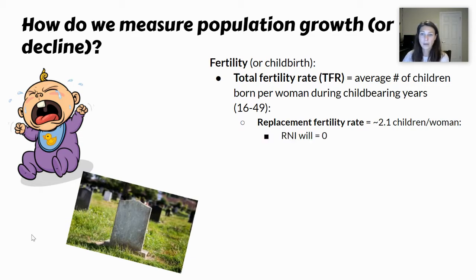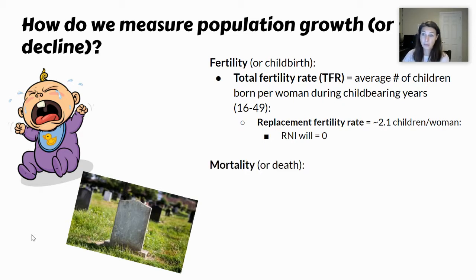So when you have an RNI of 2.1, your population growth is stable. You're not growing and you're not declining. It's just staying stable. And actually, that's where most populations want to be. We'll talk more about this when we look at population pyramids.